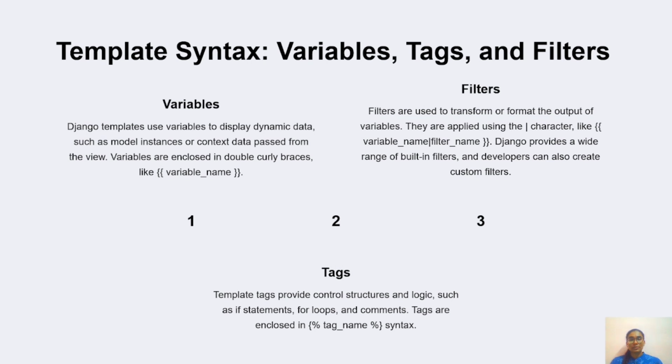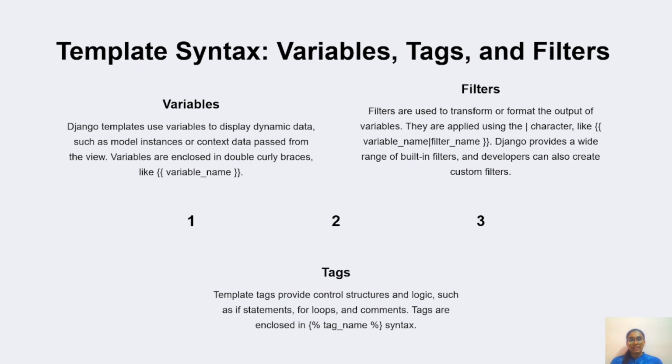Template syntax, that is variables, tags and filters. First one is the variables. Django templates use variables to display dynamic data such as model instances or context data passed from the view. Variables are enclosed within double curly braces, where inside the curly braces you give the variable name.